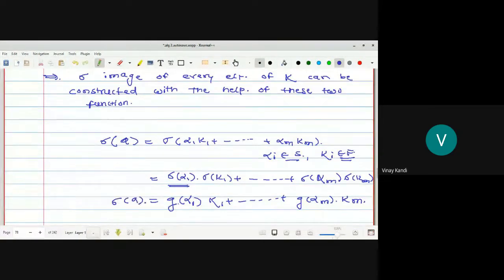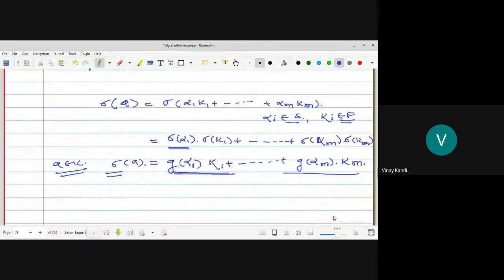So for every element A belonging to K, we can define sigma such that G of alpha 1 into K1, G of alpha 2 into K2, up to G of alpha m into Km. So this implies sigma is determined completely. That is, for any G we get a sigma which on S is equivalent to G, S is equal to G, completely determined.